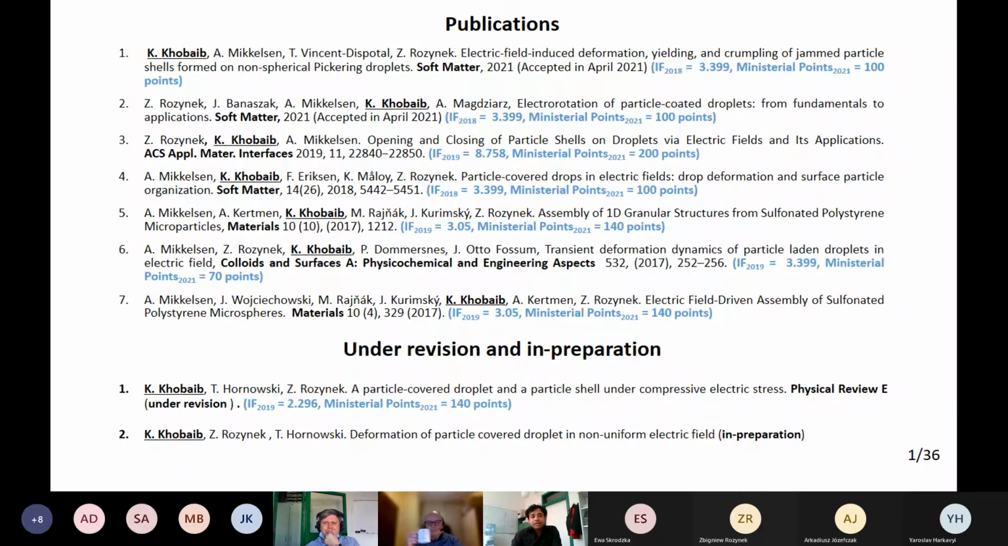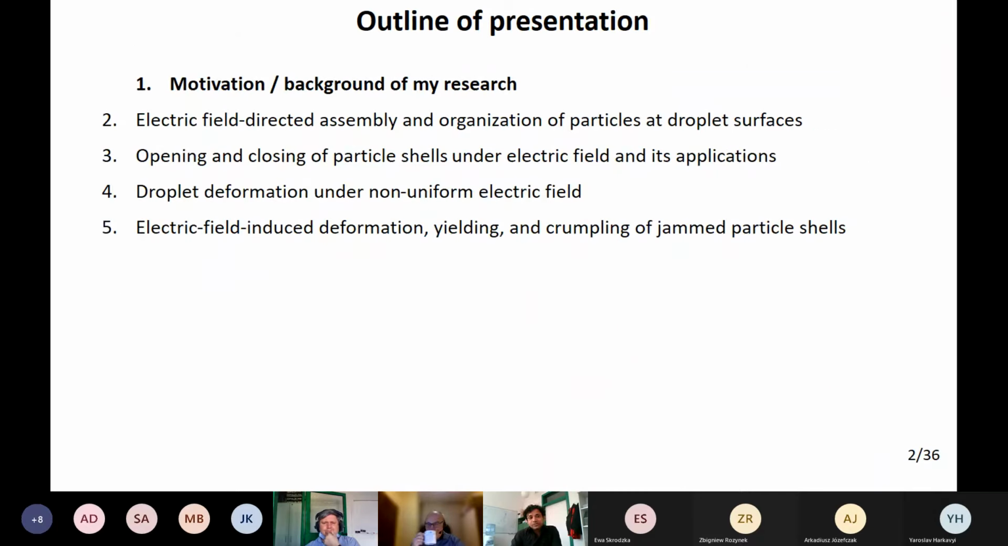So, in today's talk, I divided it into five parts. First, I will talk about the motivation or background of my research work, and then I will talk about the electric field directed assembly of the particles at the droplet interface. And then I will talk about the opening and closing of the particle shell at the droplet interface under a uniform electric field, and I will also show you some applications. In the fourth part, I will talk about droplet deformation under a non-uniform electric field. And finally, I will talk about the electric field induced deformation, yielding and crumpling of the jammed particle shell.